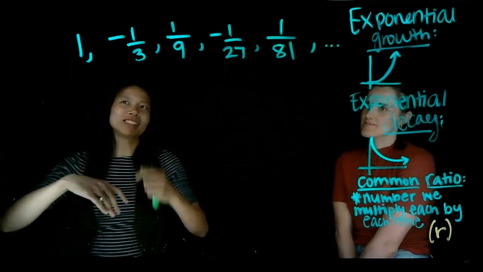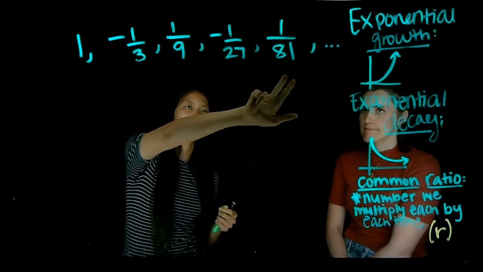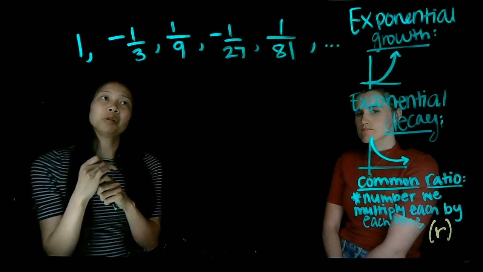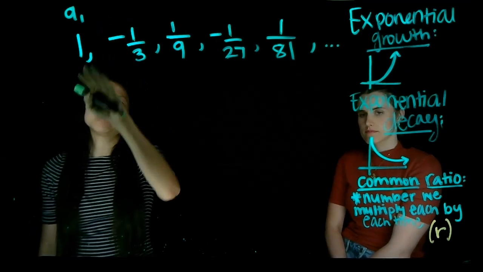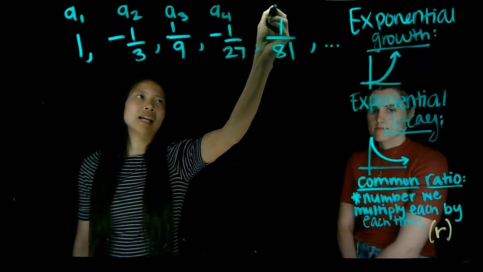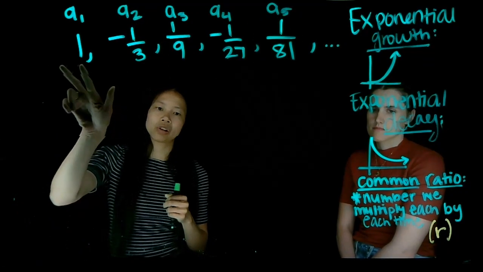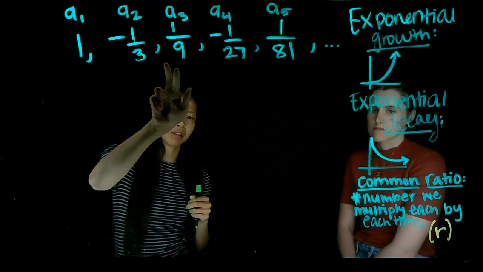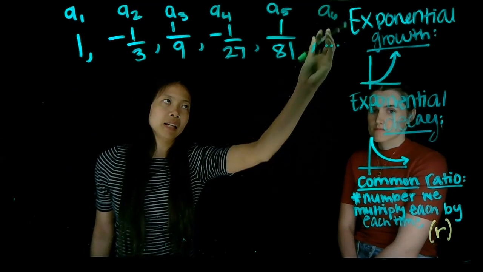Let's check out this sequence here. We've got 1, -1/3, 1/9, -1/27, and 1/81. Okay, this looks a little bit crazy, but no worries, it's going to be all right. So we've got a sub 1, this is our first term, a sub 2, this is our second term, a sub 5. Just like Emma mentioned in the last one, notice that our signs are alternating, right? We have a positive, negative, positive, etc. So we know the next one, a sub 6, will have to be negative.